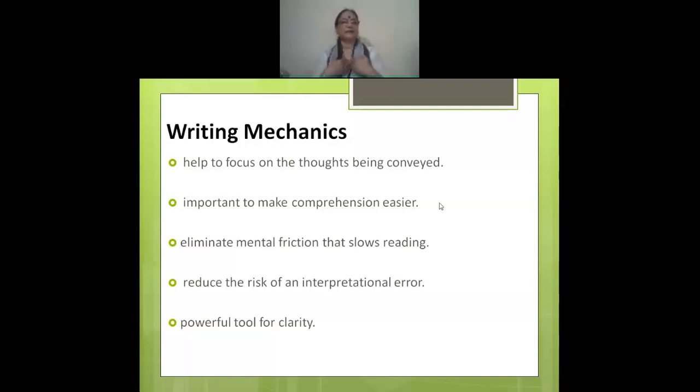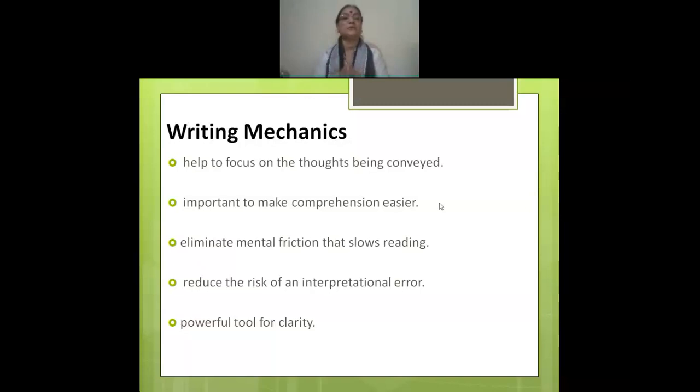If I am writing, it is so important to make comprehension easier. Now I have written something with all my heart, with all my sincerity, in complete genuineness, with a lot of efforts, and I take the paper to you, and you will say, what is this? I've not understood anything of what you have written. I can't comprehend. Because if I do not follow certain writing mechanics, the meanings will not be conveyed the way I wish them to. So, again, very important: comprehension.